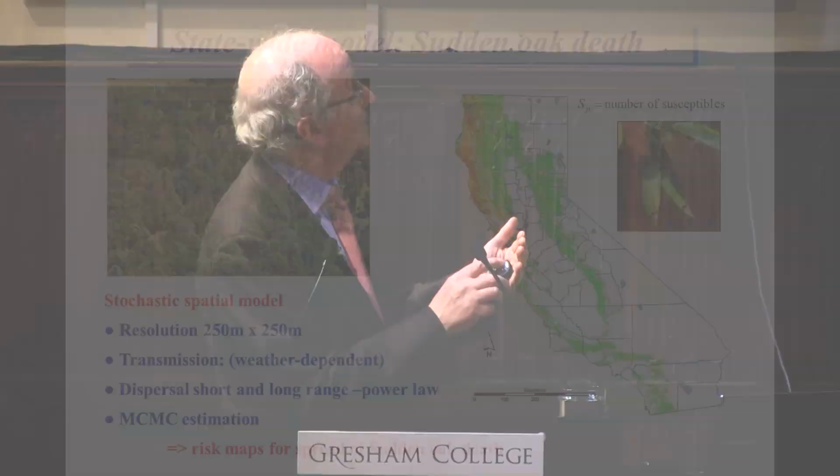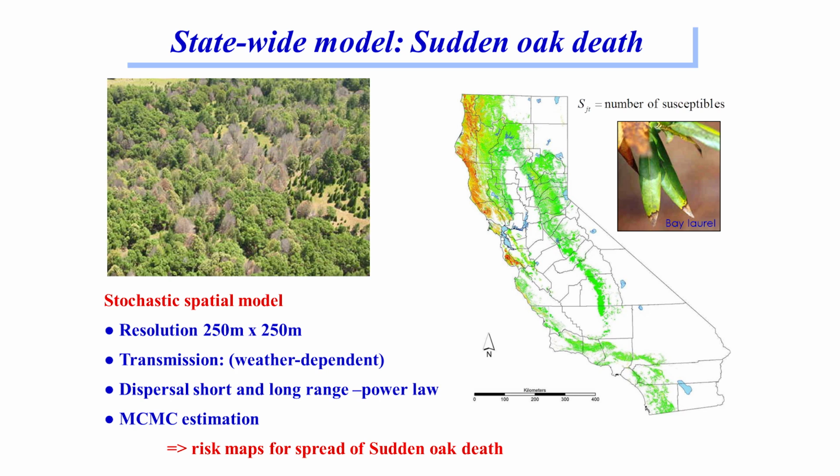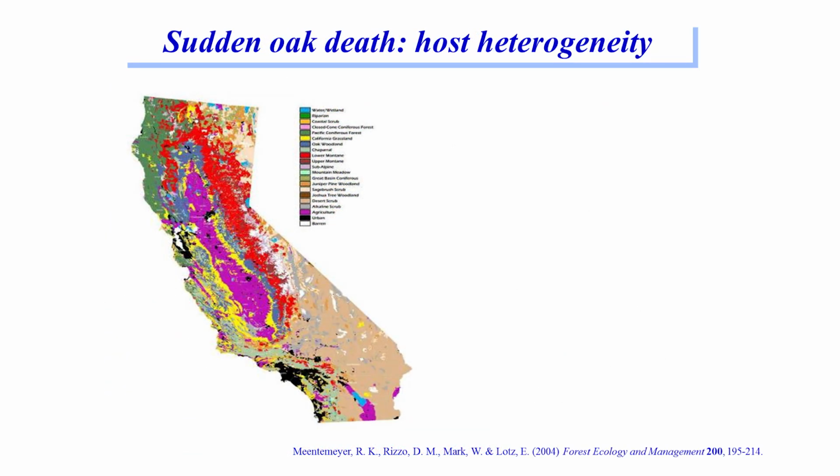We needed to look at, for USDA, the United States Department of Agriculture, the spread of this disease. We've resolved the vegetation to 250 by 250 meters. We need to think about transmission, which depends on weather. Dispersal occurs by short and long distance movements. There are some technical details about estimation here, but let me take you through. That's a vegetation map of California, remarkably well resolved, but that's not a lot of use to us at present.